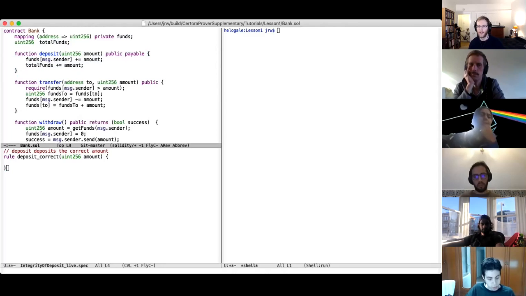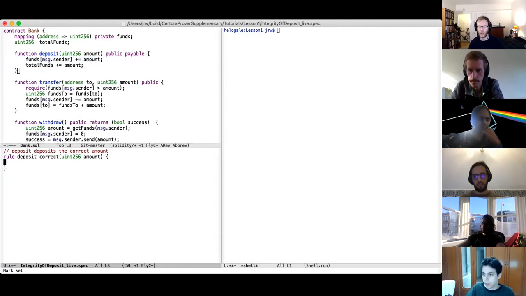So we basically have funds_version_0 and funds_version_1 from after, and they would be related by the code of deposit. The code of deposit says that the funds after is equal to the funds before, except at the key message.sender, where it's incremented by amount. We would say that in logic, and that would be the relationship between the two versions of funds, and similarly for total funds. So that's how you compile the code into logic.